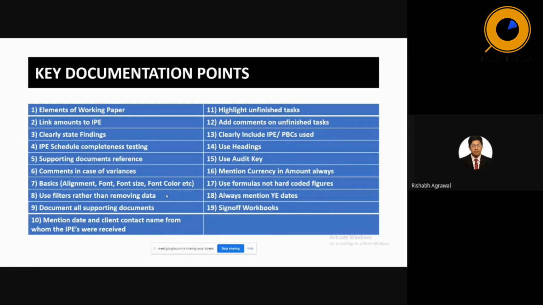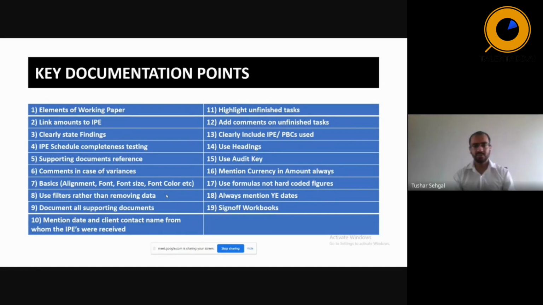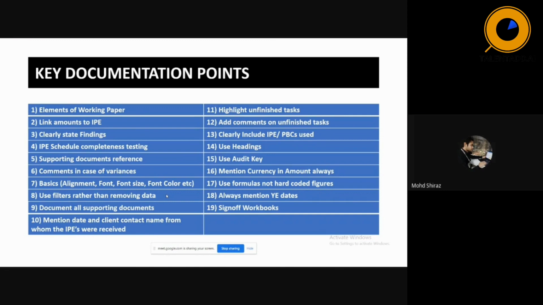Generally, when we start substantive testing, we take the IP or PBC from the client, and in another tab we test the samples selected from that IP. What we generally do is create a filter on the samples selected for testing, so that we have the entire amount of the IP, and we also have a prima facie on the tab of the samples which we have selected. That's the use of filters.